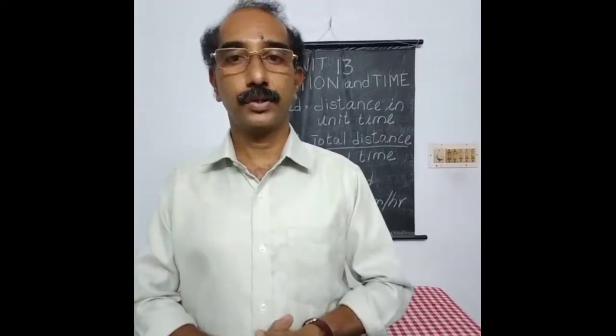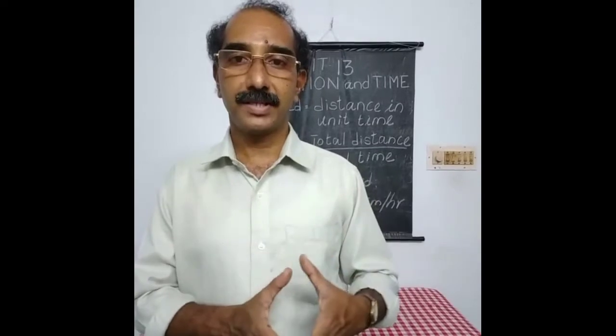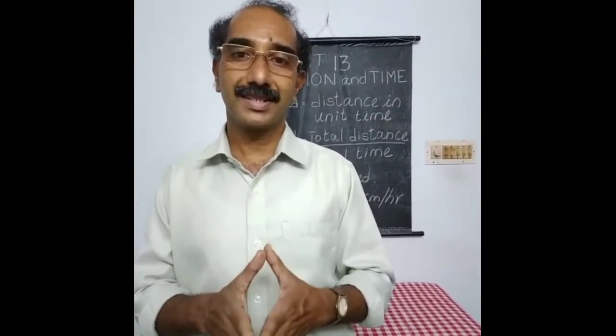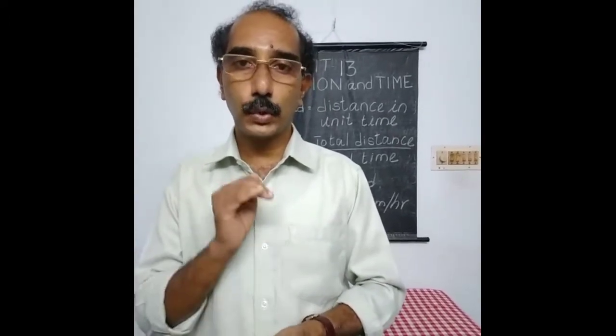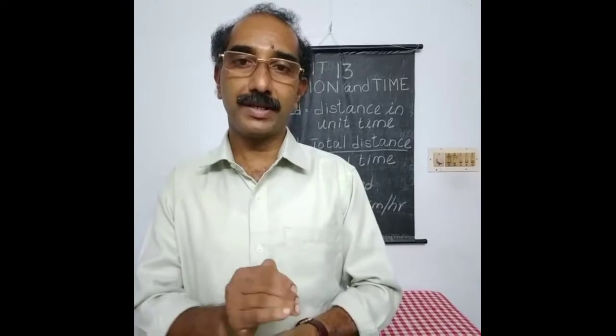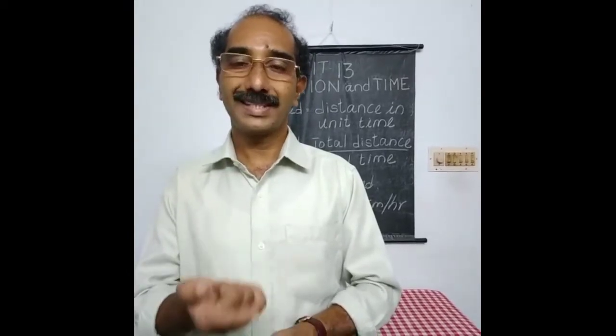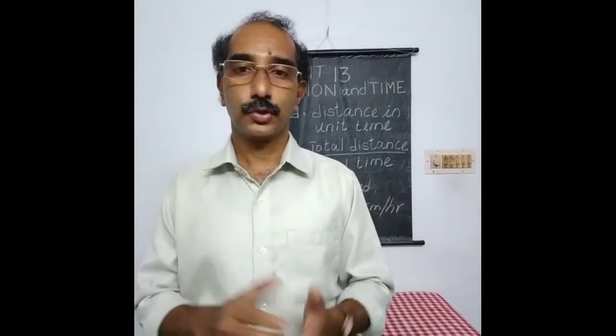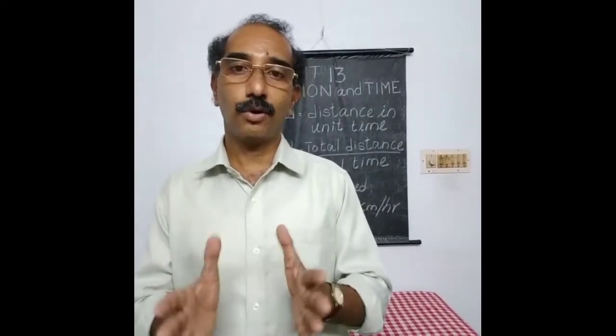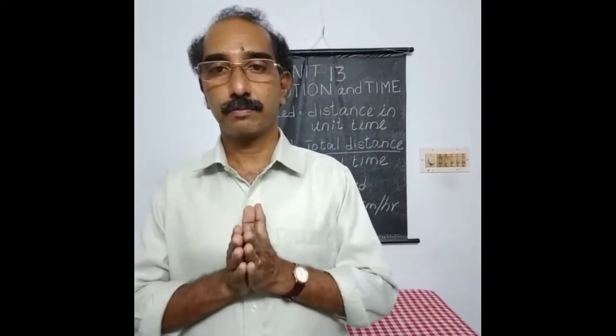We have different units as well. When a bus travels 100 km in 1 hour, we can say the speed of the bus is 100 km per hour. If a car travels 200 km in 2 hours, we say the speed of the car is 100 km per hour. So kilometer per hour, meter per second, centimeter per second, all these are units of speed.